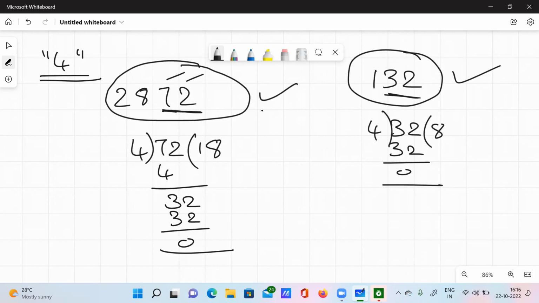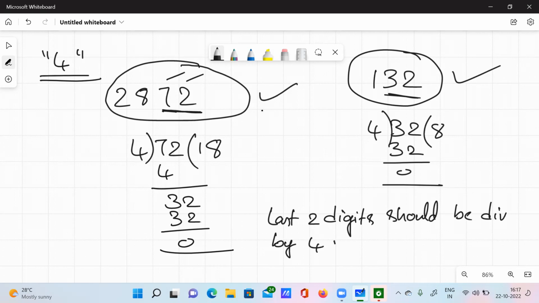So that is the divisibility rule. That is, the last two digits should be divisible by 4. Then only you can say that the entire number is actually getting divisible by 4. This is the divisibility rule by 4, right?